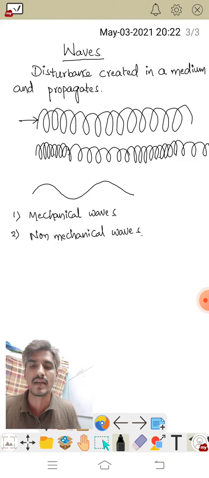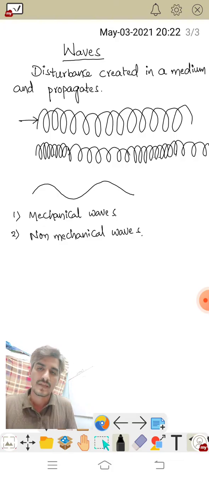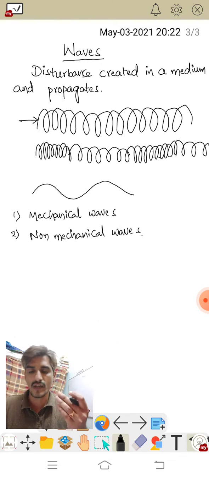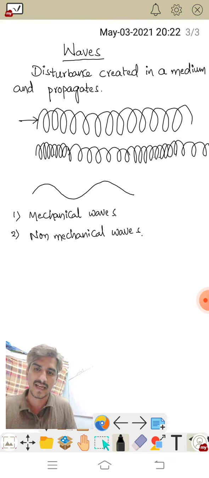Those are called mechanical waves. Water ripples are examples. Same here, spring and air molecules are examples. So many examples are there for mechanical waves. And for non-mechanical waves, the name itself indicates that no medium is required.